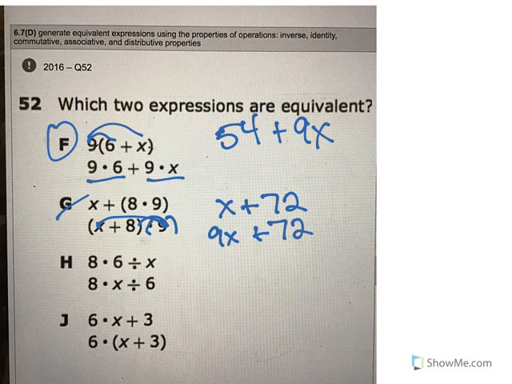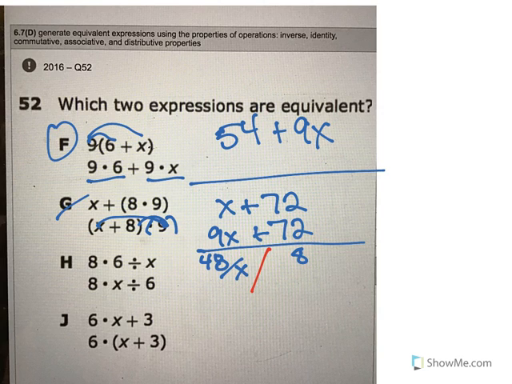All right, let's look at H. So we have multiply and divide. We're going to go from left to right. 8 times 6 is 48, and 48 divided by x is 48 over x. Okay, on the bottom one, it would be 8 times x, which is 8x, then divided by 6. And again, a fraction bar is a division bar. These definitely don't look the same, so it's not H.